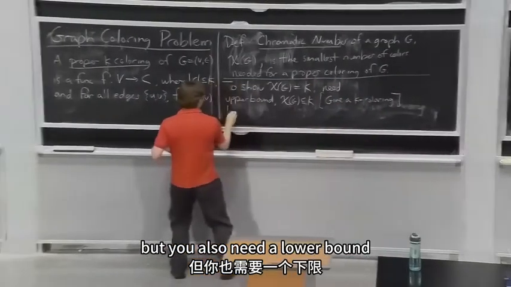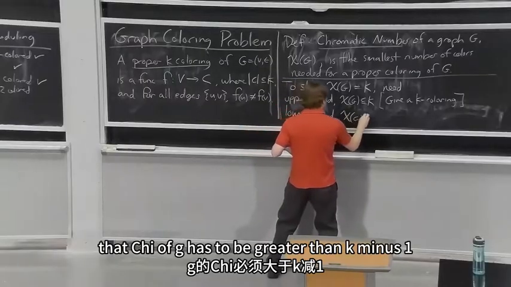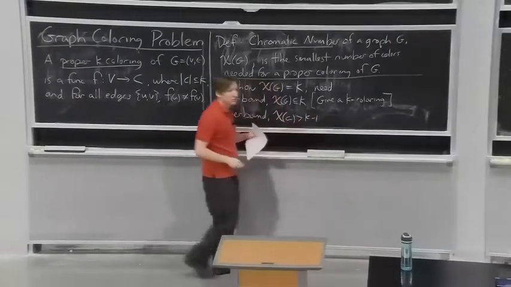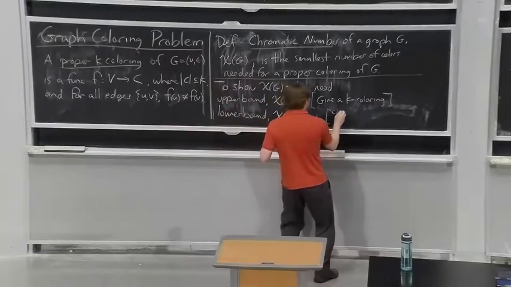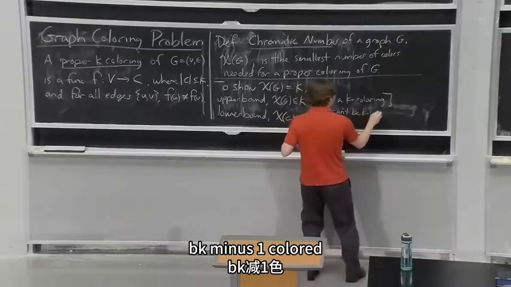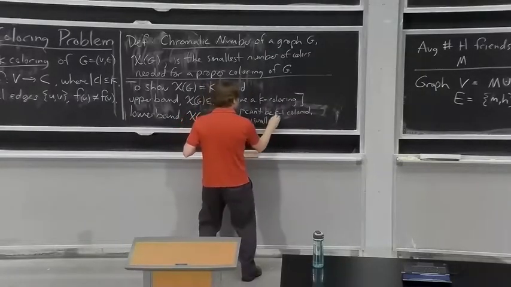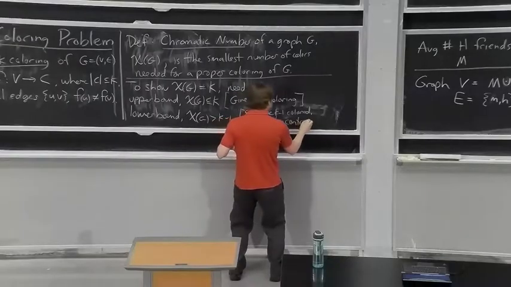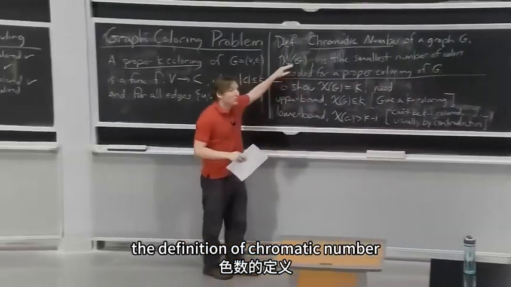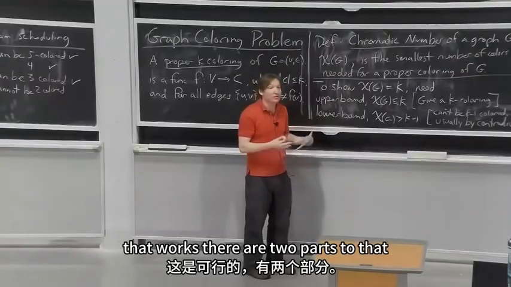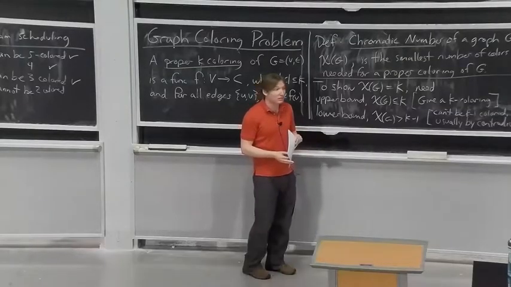But you also need a lower bound, that chi of G has to be greater than k minus 1. And how do you prove that? You have to prove that it can't be k minus 1 colored, usually by contradiction. So I just wanted to emphasize that the definition of chromatic number as the smallest thing that works has two parts. It works, and nothing smaller works. Make sense? Cool.